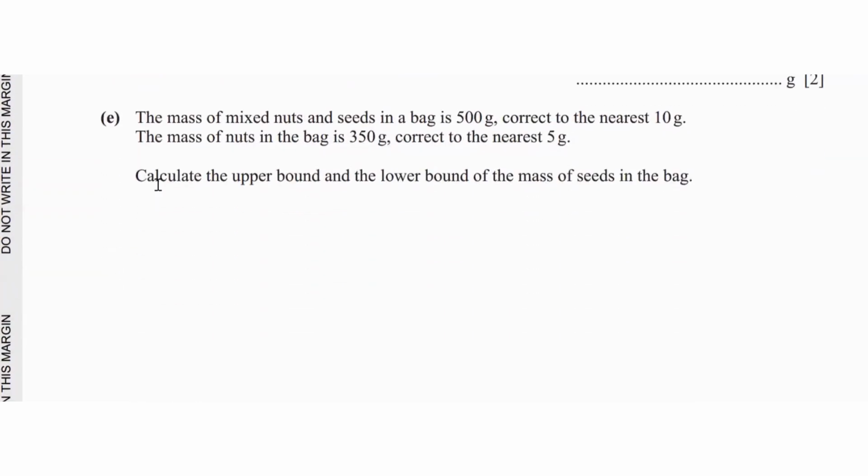Then it says the mass of mixed nuts and seeds in a bag is 500 grams, correct to the nearest 10 grams. The mass of nuts in the bag is 350 grams, correct to the nearest 5 grams. Calculate the upper bound and the lower bound of the mass of seeds in the bag.